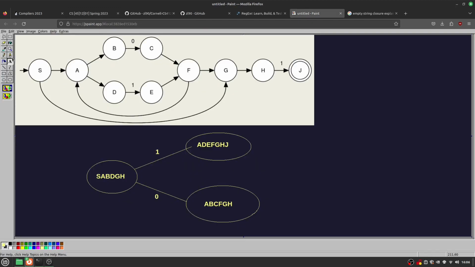So, alright, let's try and think about this. From these states, if we hit another 1, we can go from A, we can go D, E, F, G, H. We can also go to B.